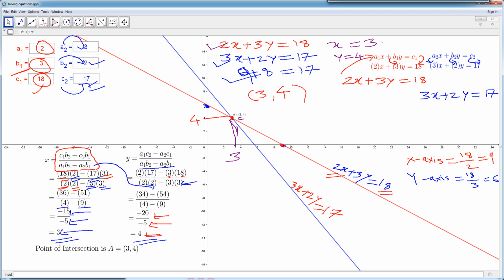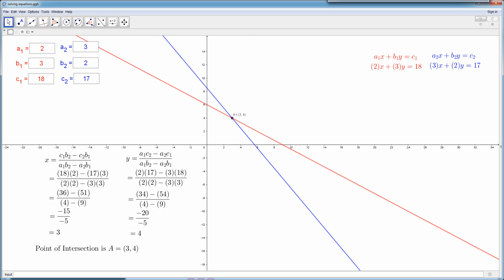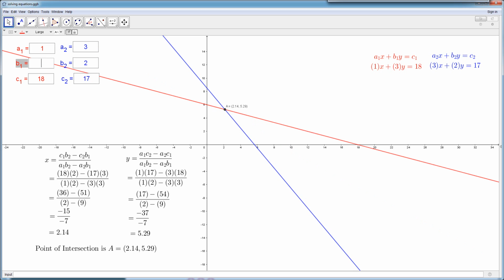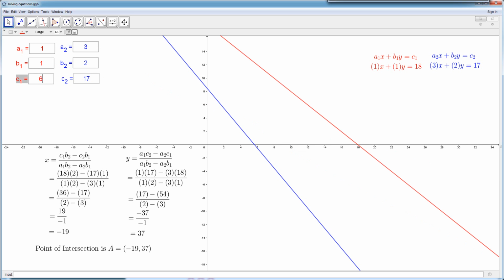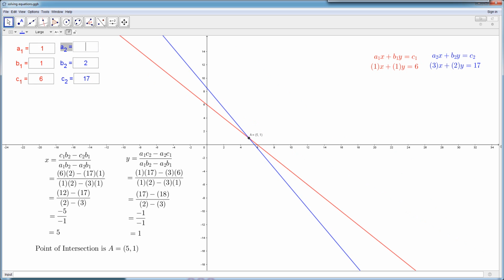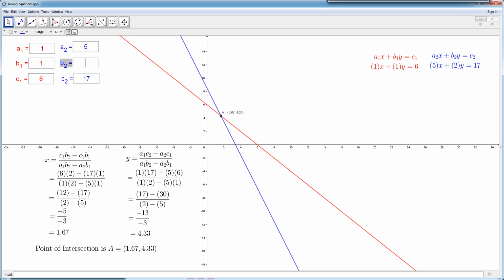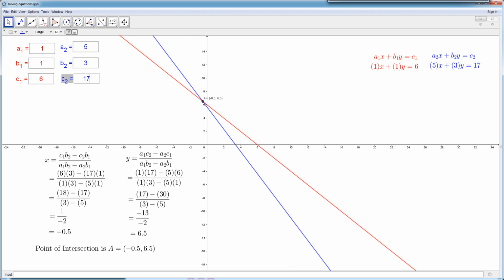Let us see one more example of determining the point of intersection of two lines. In this case, we take value of a1 as 1, value of b1 as 1, value of c1 as 6, value of a2 as 5, value of b2 as 3, and value of c2 as 2.